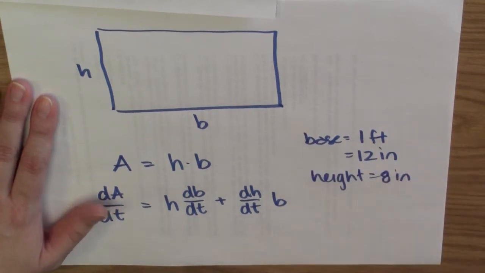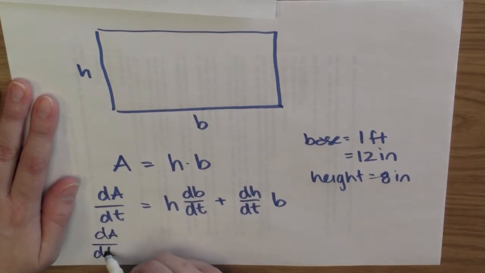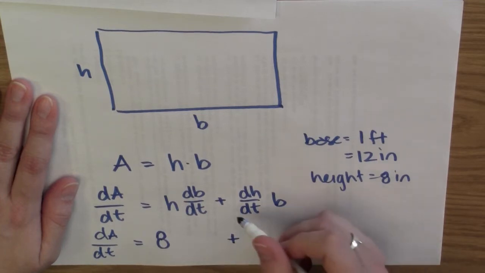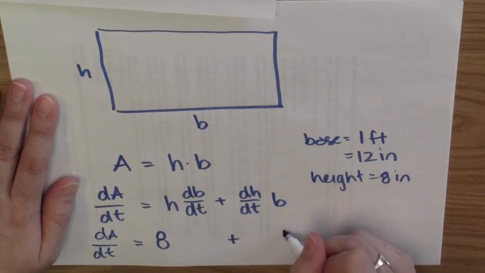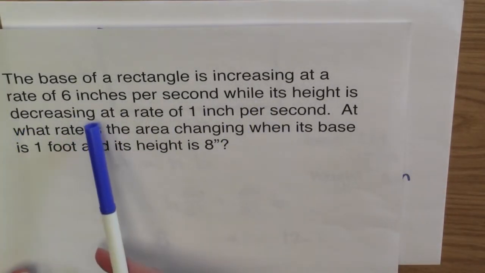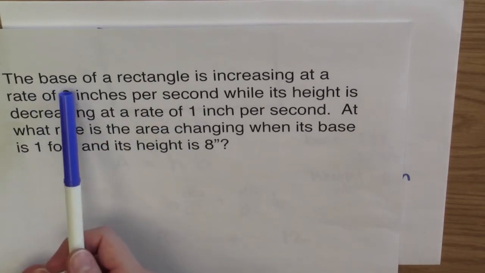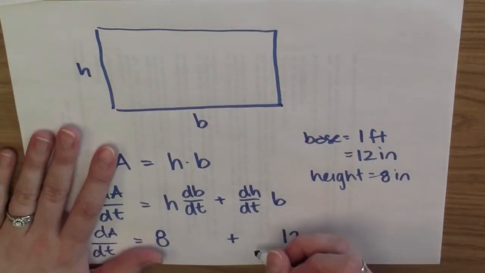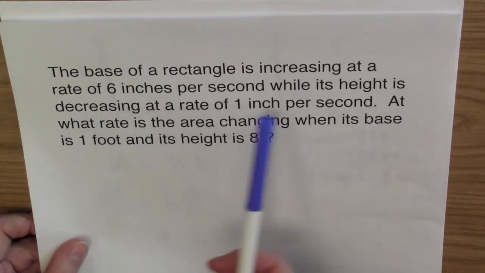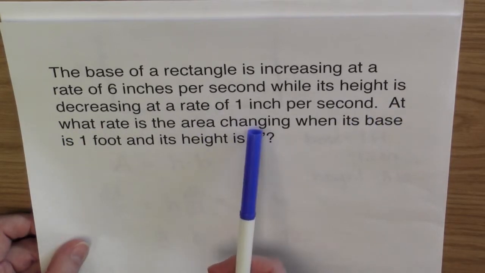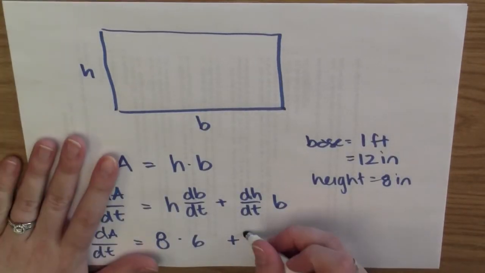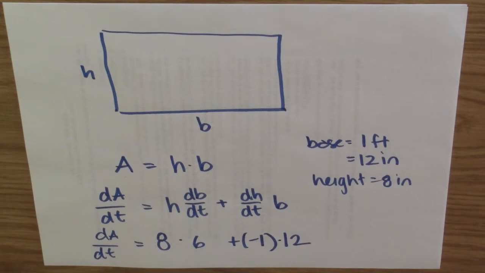is 8 inches. So here I have dA/dt, the thing that I'm trying to solve for, is equal to height, 8 inches, times db/dt, plus dh/dt times the base, which is 12 inches. Here, the base of the rectangle is increasing at a rate of 6 inches per second. That tells me that db/dt is 6 inches per second. So 8 times 6. And here, this says that the height is decreasing at a rate of 1 inch per second. So decreasing means it's negative, and the rate is 1 inch per second. So I have to multiply by -1 times 12.